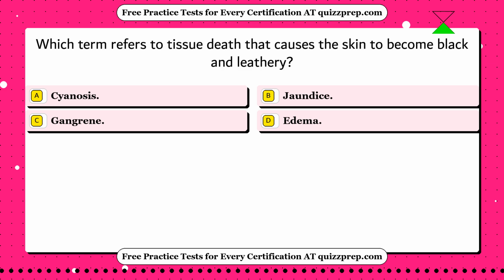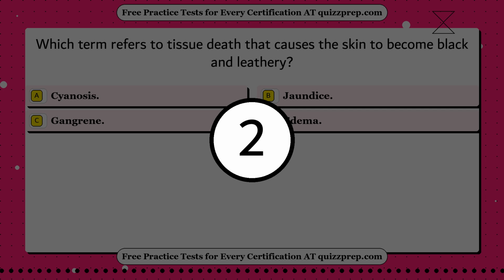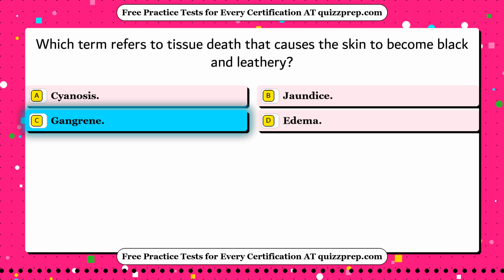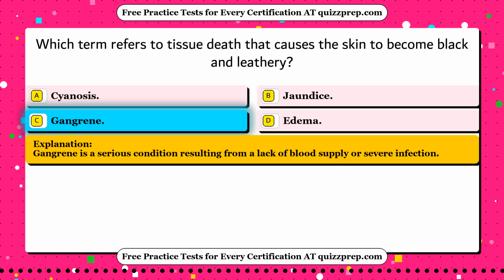Question 72. Which term refers to tissue death that causes the skin to become black and leathery? Option A cyanosis. Option B jaundice. Option C gangrene. Option D edema. The correct answer is option C, gangrene. Gangrene is a serious condition resulting from a lack of blood supply or severe infection.